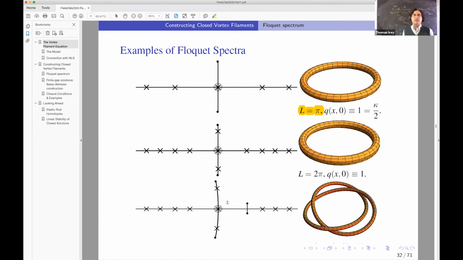Any questions about this example of Floquet spectra and their corresponding curves? I guess this is supposed to be kind of tantalizing for setting up for Annalisa's talk later.